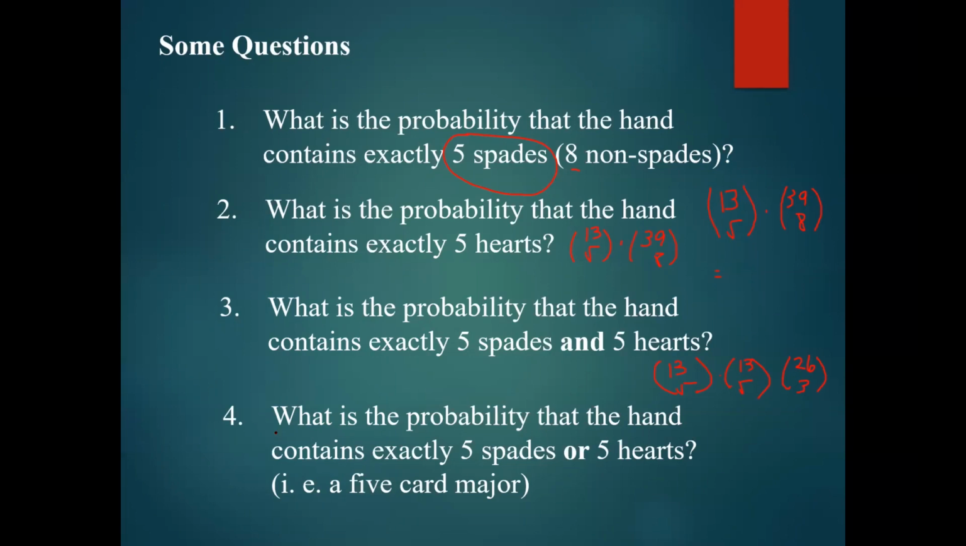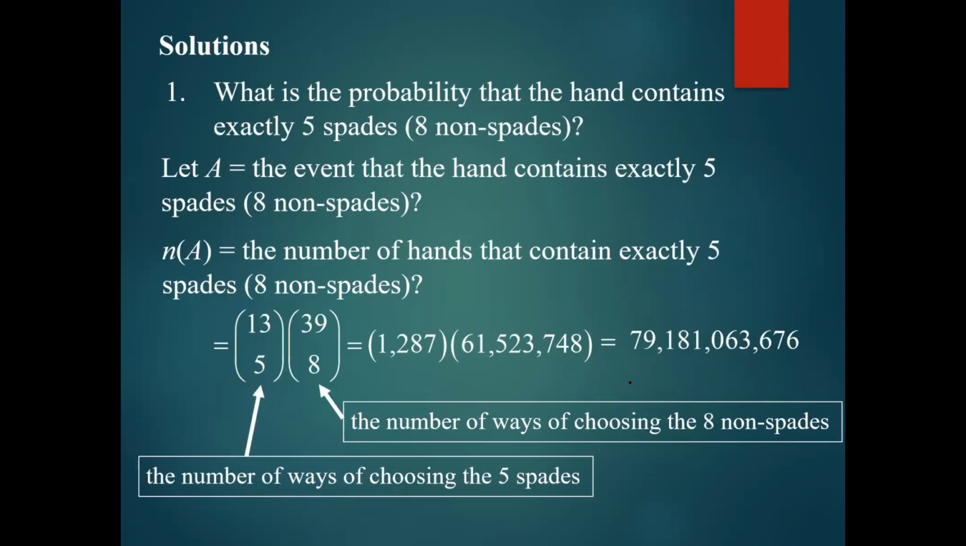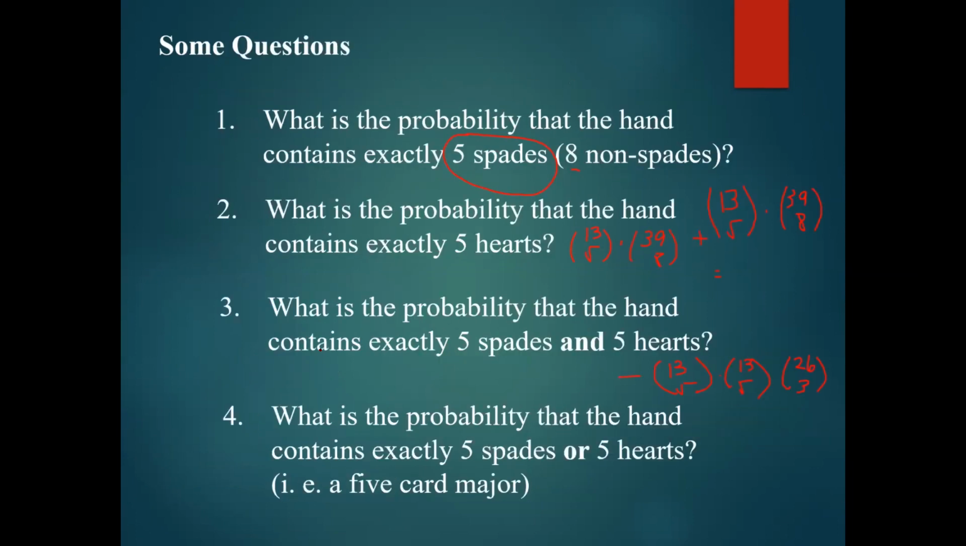So what's the probability that the hand contains exactly 5 spades or 5 hearts? This is just an application of the additive rule: this one plus this one minus this one. This is the solution that we did. Because we are looking for probability, these are not yet probabilities, of course. But if you divide that by 52 choose 13, you get the probability.